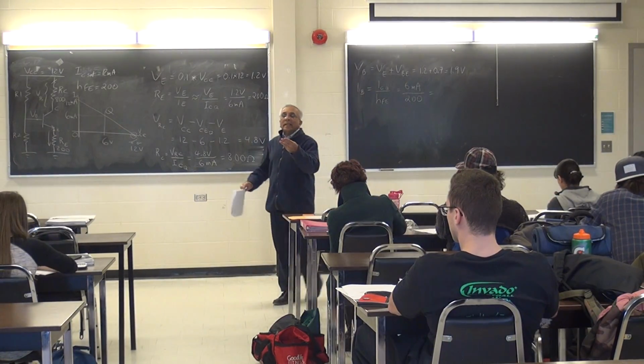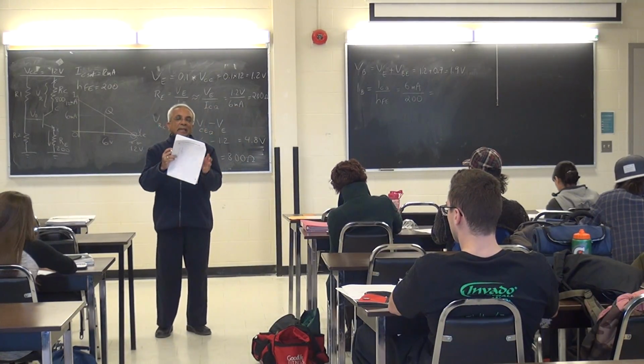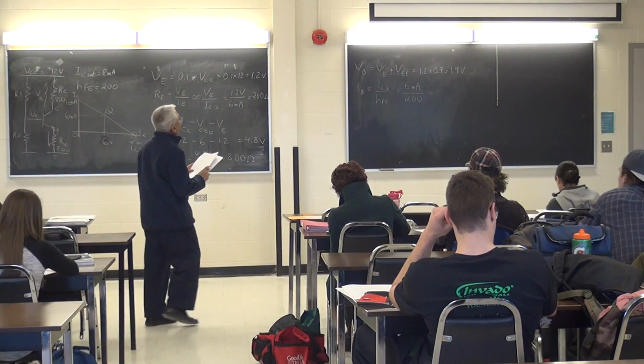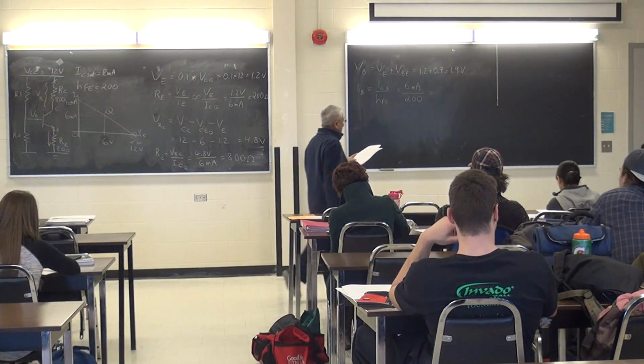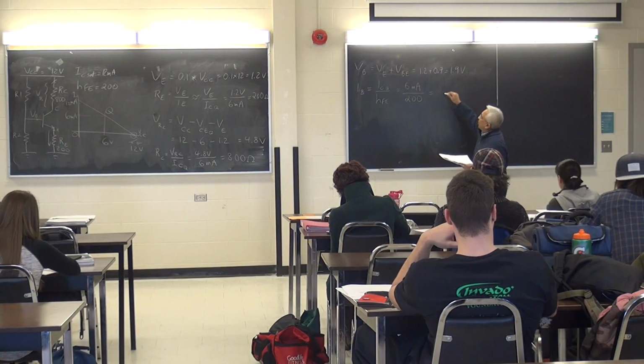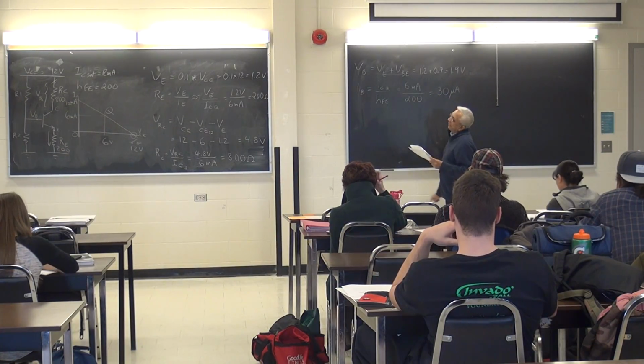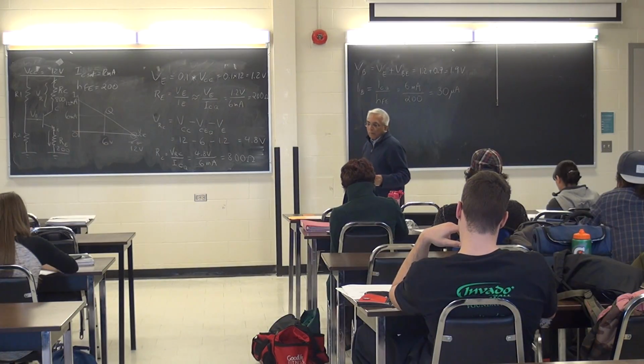HFE, what is the transistor that I selected? I measured it with a multimeter, came to 200. What's my answer? 30 microamps. So IB is 30 microamps.